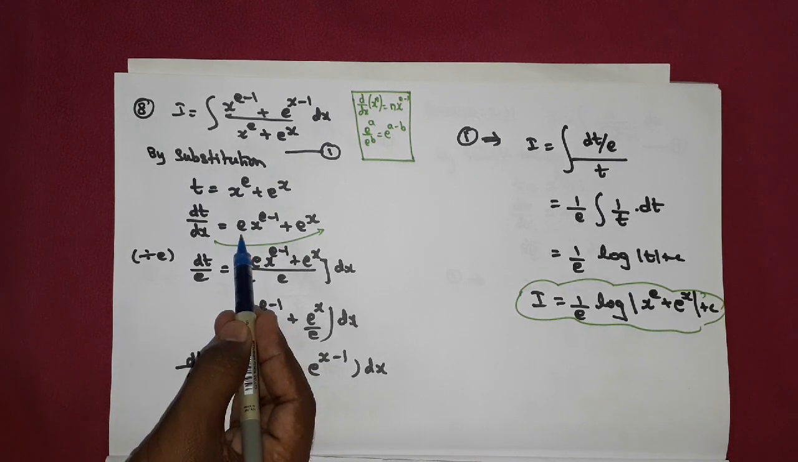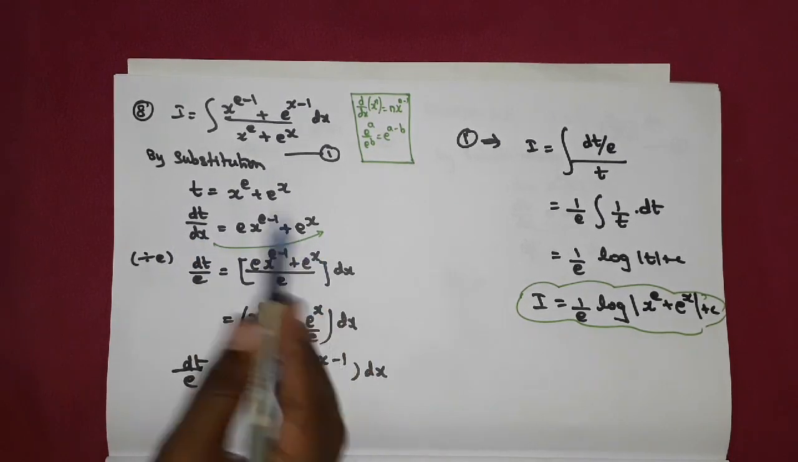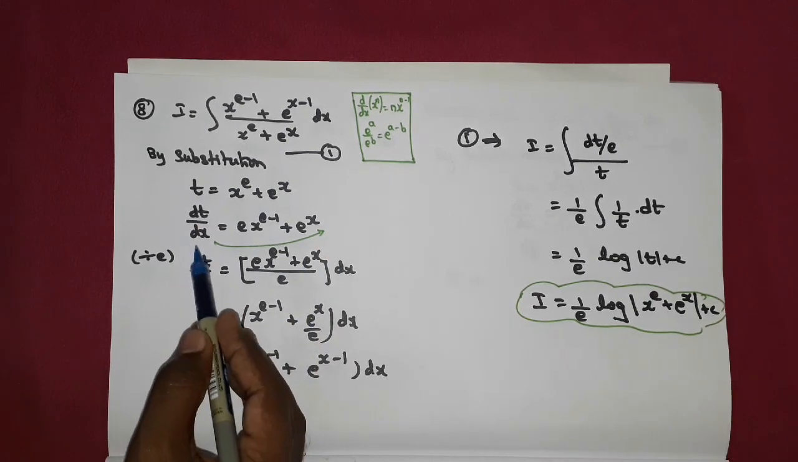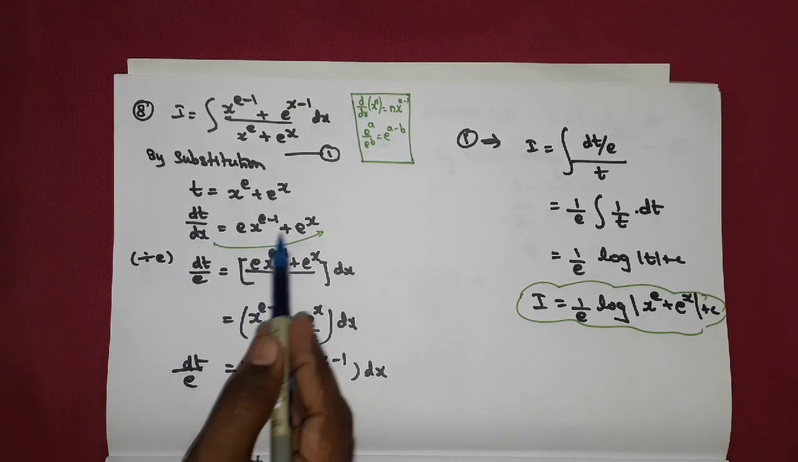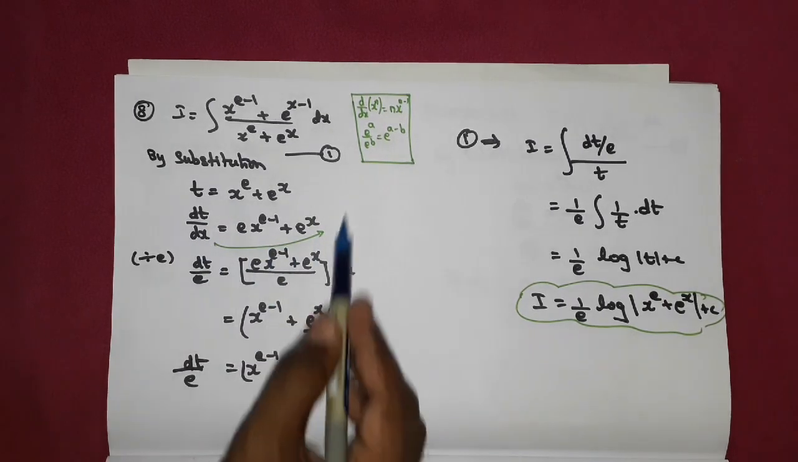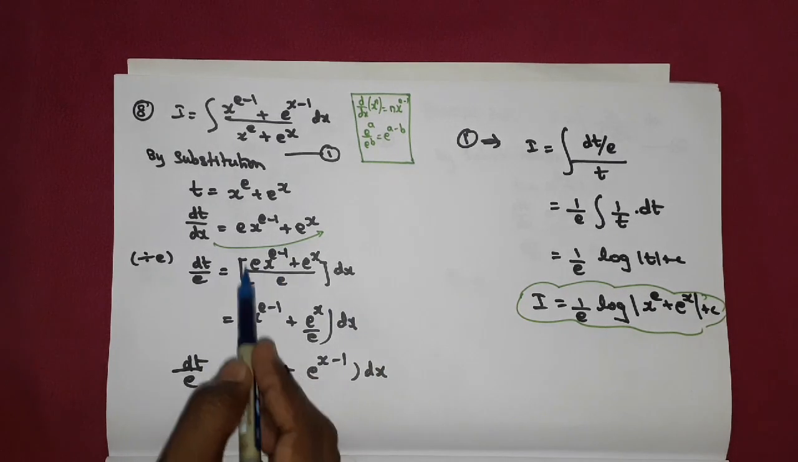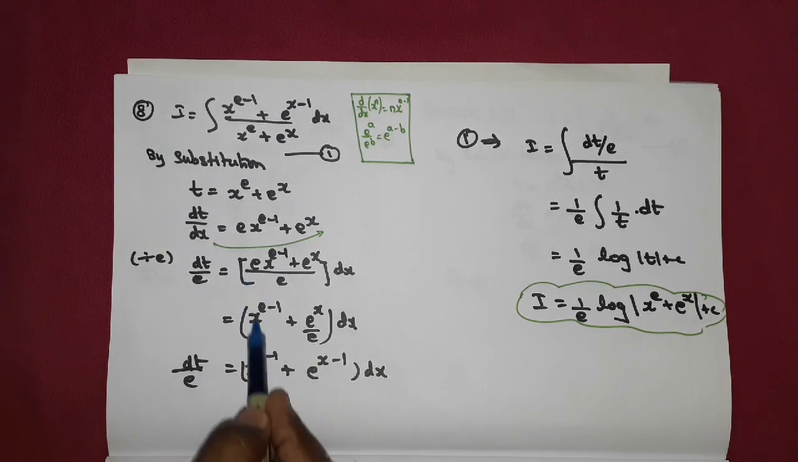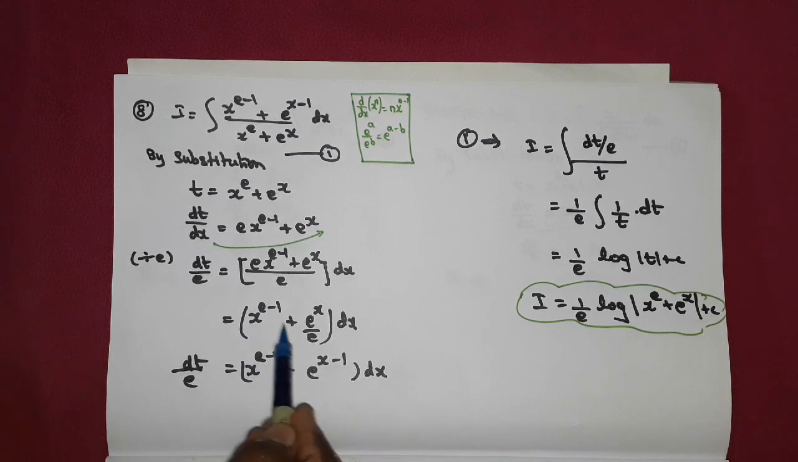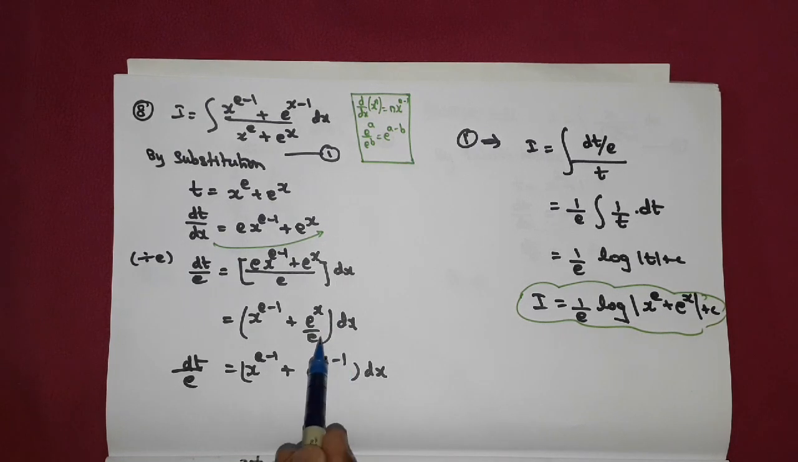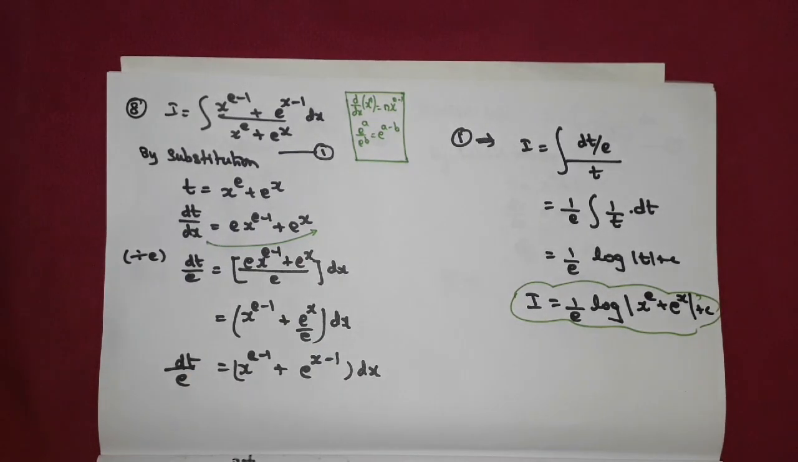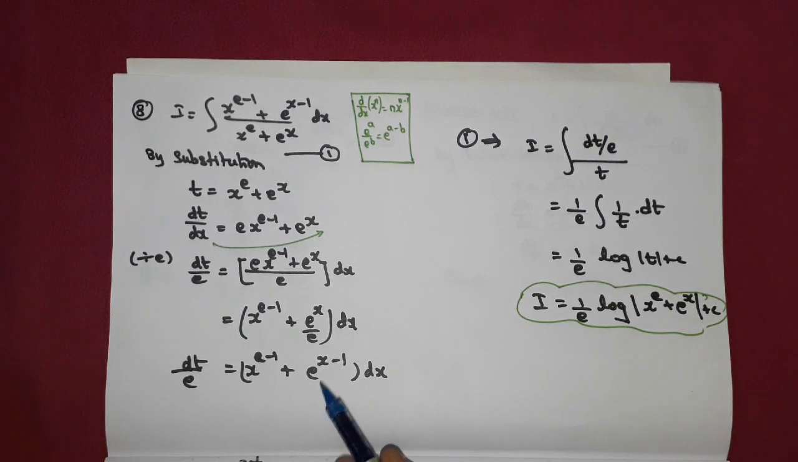So to eliminate this e, divide the whole term on both sides by e. Before doing that, take the dx to the other side. Now divide this by e, so you get dt by e, and this whole part divided by e, into dx. Now divide the first term by e, this e cancels, so x power e minus 1 plus e power x by e. Here e means the power is 1. When it is taken to the numerator, e power x minus 1. Here we are applying the property e power a by e power b equals e power a minus b. So e power x by e means e power x minus 1.